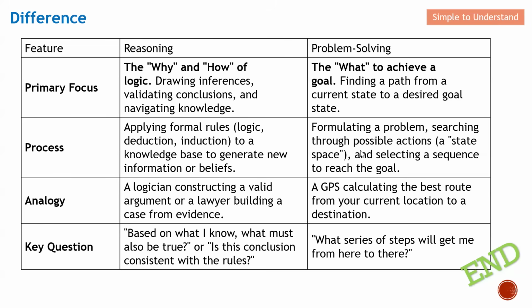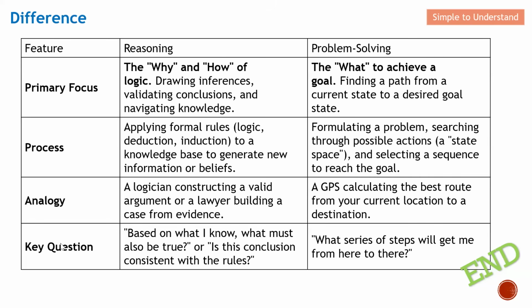In terms of the analogies, basically reasoning is like constructing a valid argument, or a lawyer building a case from evidence. So basically, you find all the possible evidence and you actually work towards a case, to fight with the so-called logic way, etc. As for problem solving, it's basically a GPS calculating the best route. For example, when you use Google Maps, based on the GPS, knowing your location and where you want to go, it will calculate the best route from your current location to a destination.